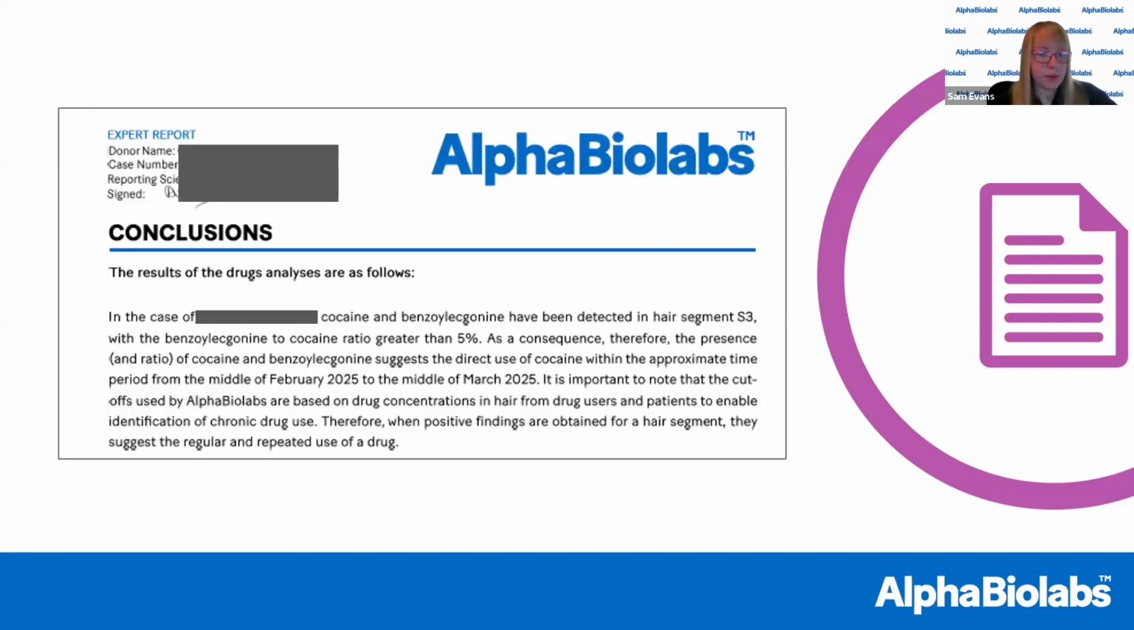So first after the title page is the conclusion. So this is one of the most important pages in the report, and this is why it's placed as the first page straight after the title page. It provides a clear summary of the findings, for example, whether drug use was indicated during the period analysed, or whether the results were negative.